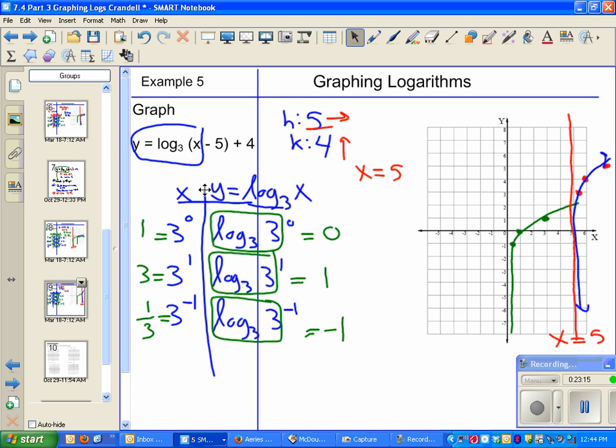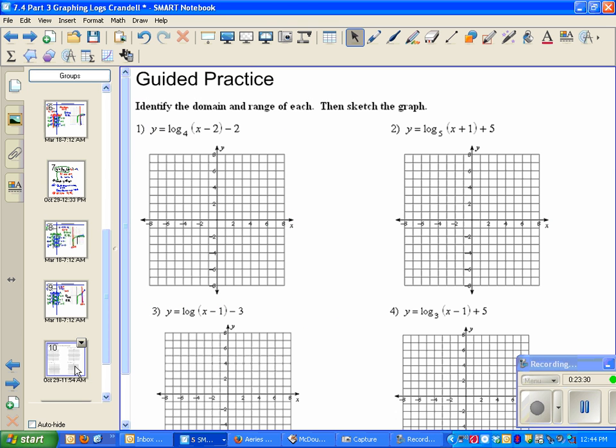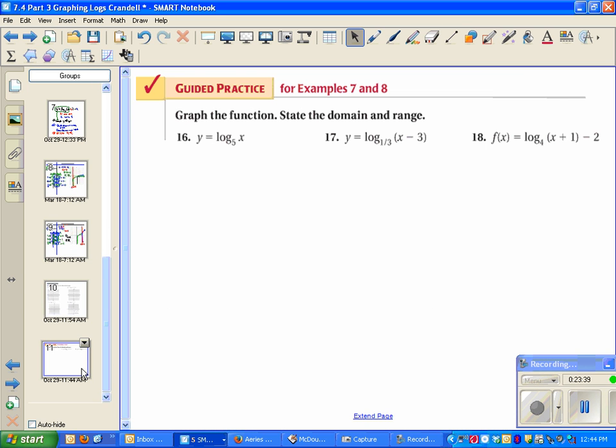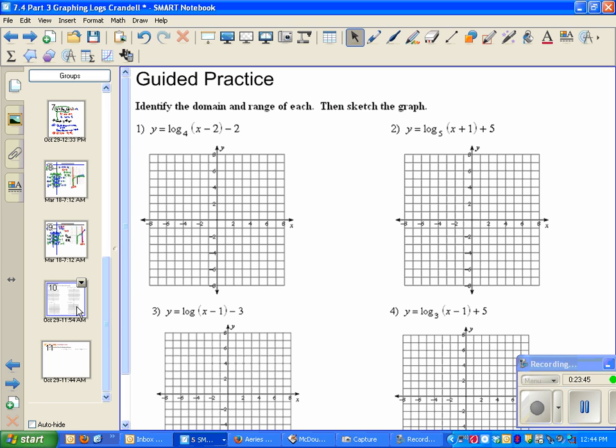And then go ahead and write down the domain and range. Okay, hopefully you put x is greater than 5 and the range is all real numbers. Okay, and if you did that all by your lonesome, you have got the hang of this. Great job. All right, here's the first 4 guided practice, so pause them, write it down. And then here is the second set of guided practices from the book, and that's just 16 through 18. And be sure to include domain and range on all of them. And I will see you guys tomorrow.